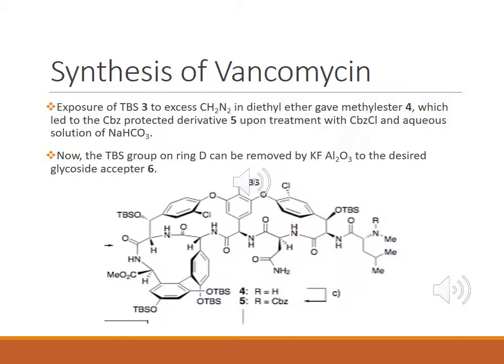As you can see, now we have those TBS groups that we just added from our last step. Exposure of TBS3 to excess CH2N2 in diethyl ether gave methyl ester 4, which led to the CBZ protected derivative 5 upon treatment with CBZCl and an aqueous solution of NaHCO3. So now the TBS group on ring D can be removed by KF/Al2O3 to give the desired glycoside acceptor 6.